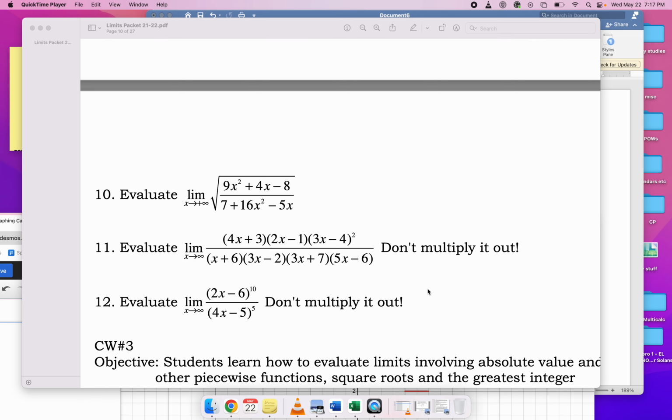Problems from day 2, and then I'll introduce day 3. So day 2, I think probably people would want to know about these last few problems. They're all limit as x goes to infinity problems.